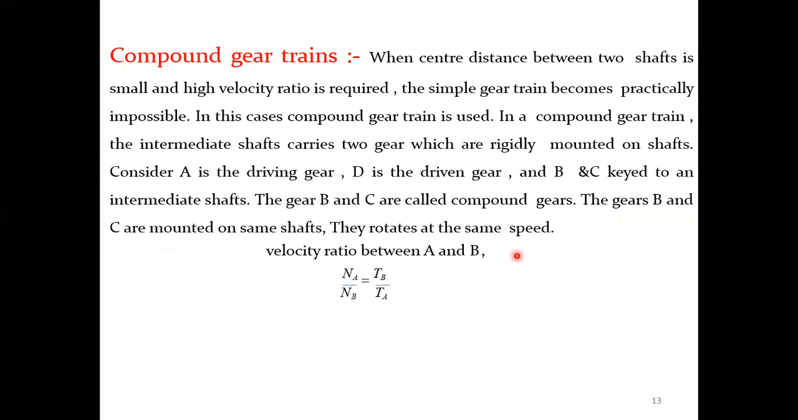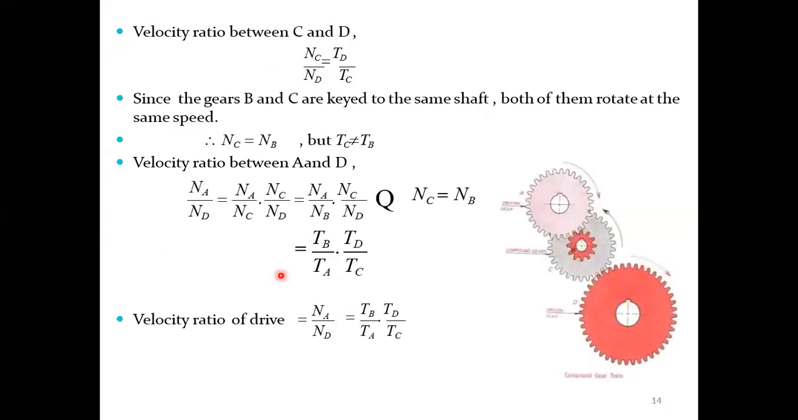So, the velocity ratio between A and B. Here we cannot neglect B and C, so we need to consider B and C. We need to find out A and B, and C and D. The same concept, N and T, we are using.